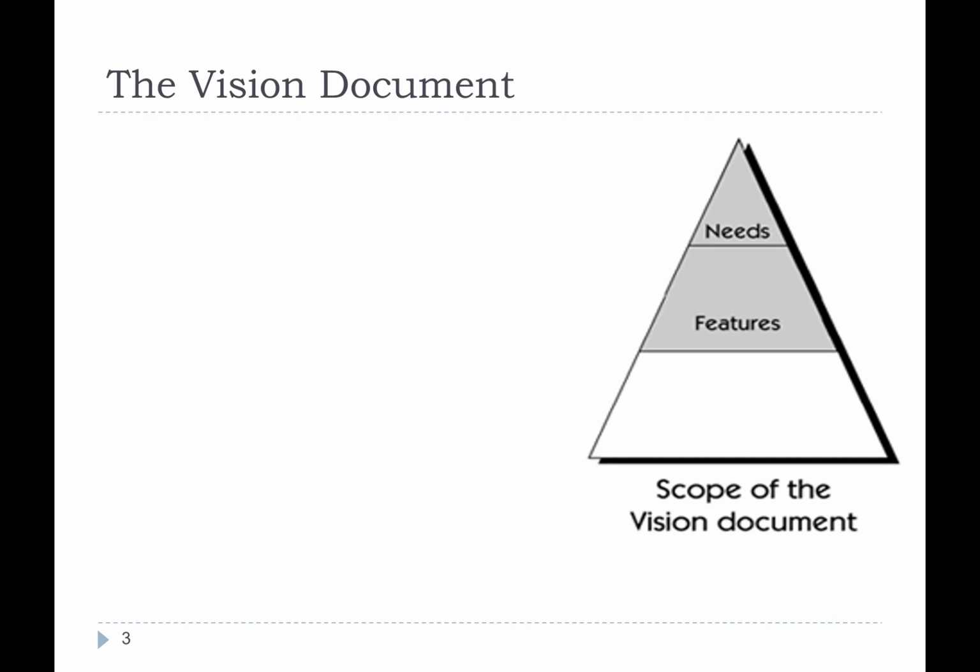But the vision document encompasses the first two levels, where it talks about the needs and then maybe some features to provide a realization, to provide a solution for those needs. Okay, and again, we've got to be careful that in all of this pyramid, we are actually still writing what it is that we want the system to do rather than how it does it. Okay, it's a very confusing concept, but we'll get there. We'll get there at some point. All right.